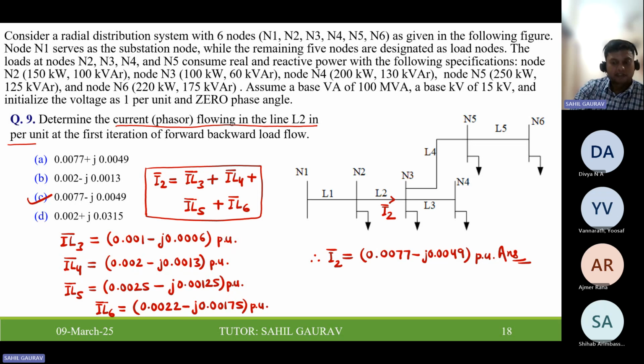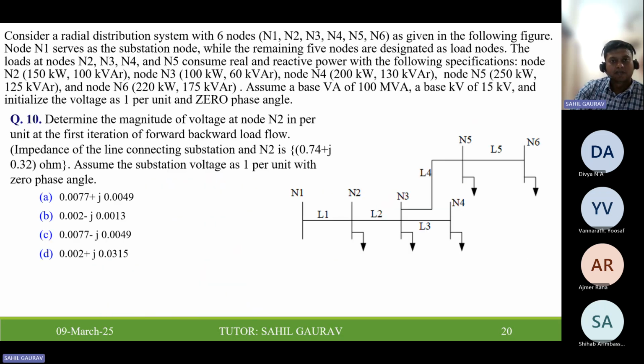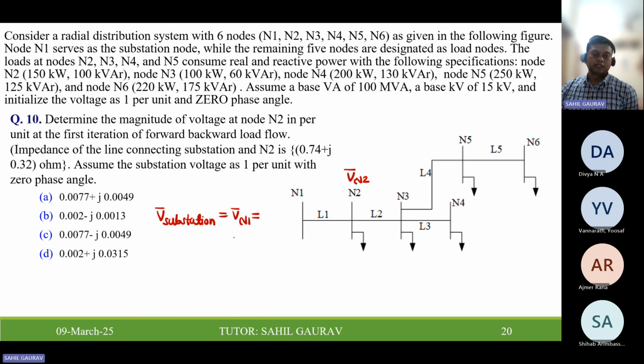Now let us come to the last problem of today's session. In this problem we have to find the substation voltage. You have to find the voltage at node N2, this voltage Vn2. We know that Vn1, or V substation, is the reference bus. So Vn1 is 1 at the angle of 0 degree. So this is known.